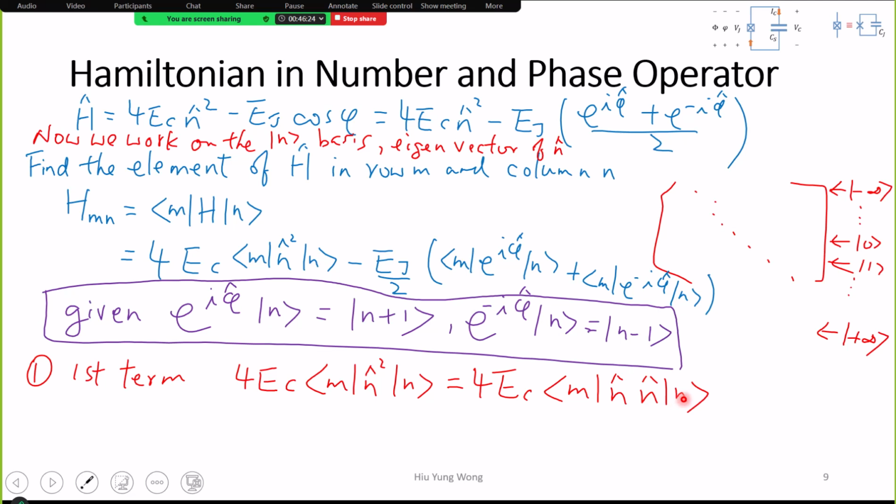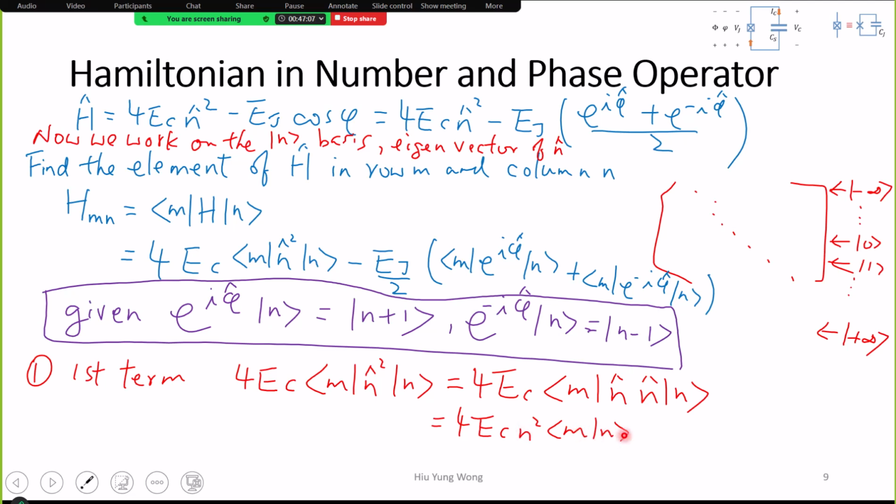What did I tell you? What's the relationship? What is this guy to this guy? It's the eigenvector of n hat, right? So if you have the eigenvector of n hat, you apply it to it, what do you get? Scalar n times the n. Then I do it one more time. Again, this is the eigenvector, right? So this one is going to be 4 EC n squared mn.